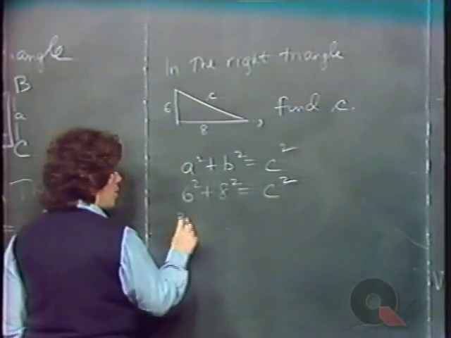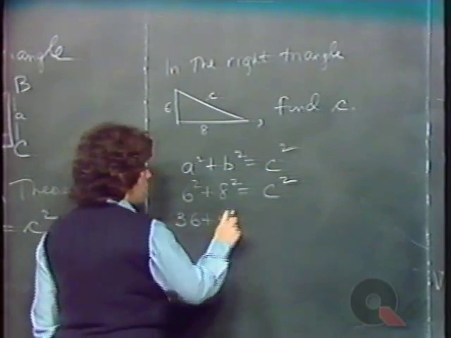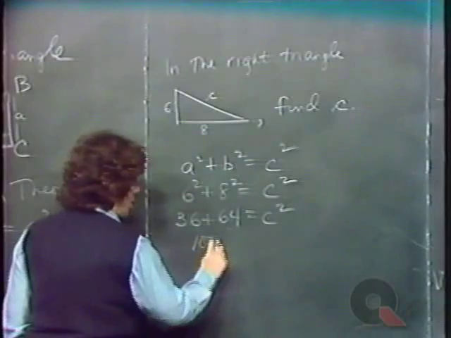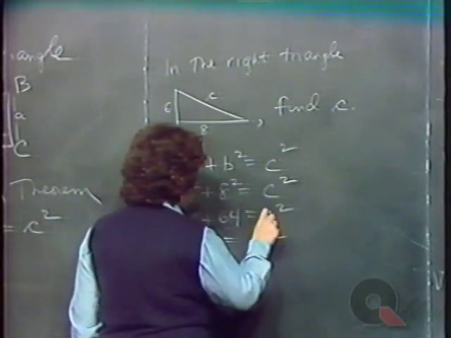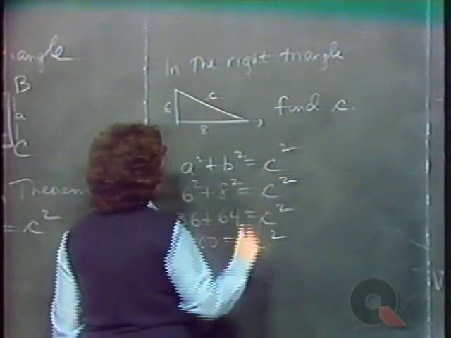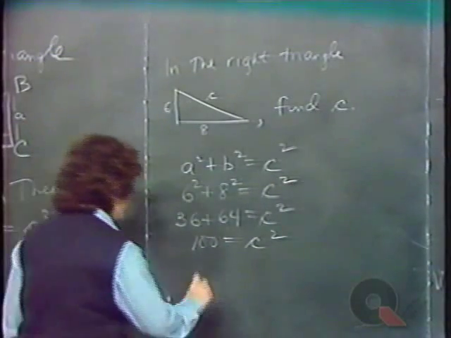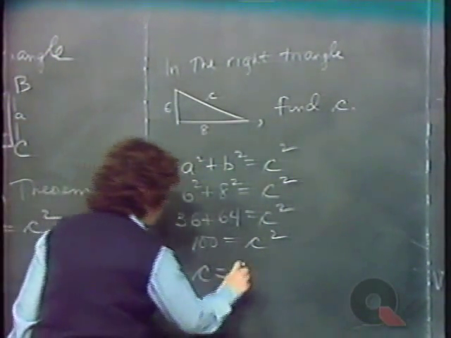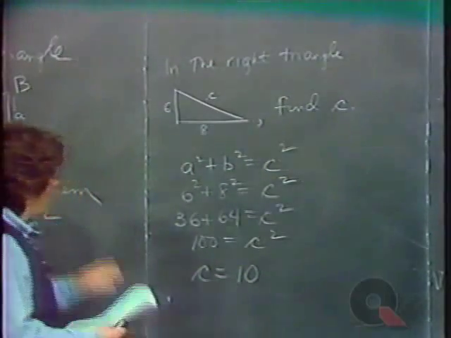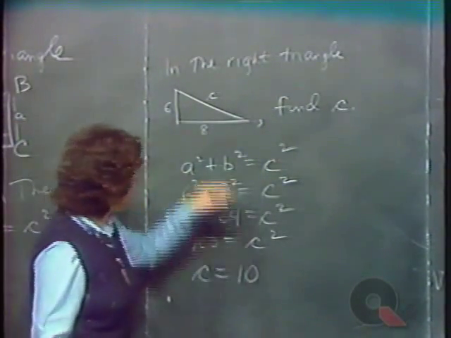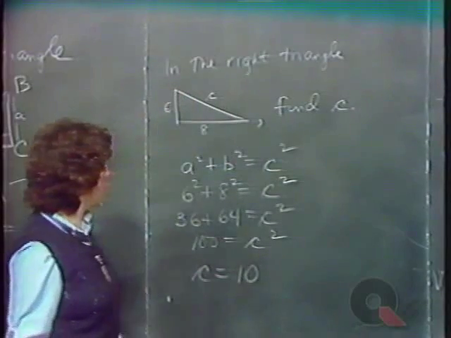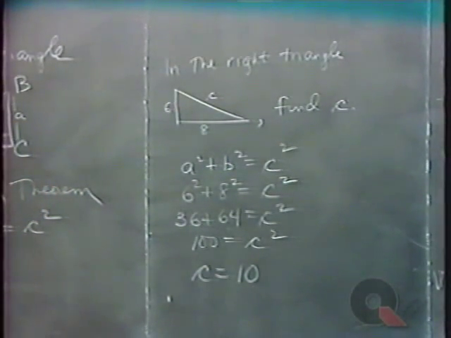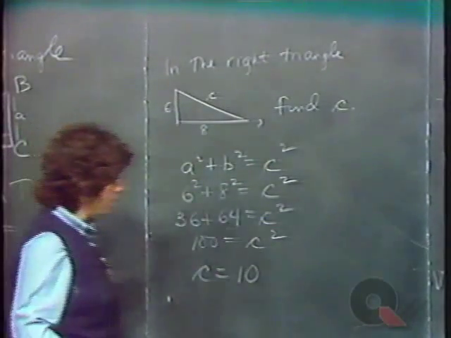We have here 36 plus 64 is C squared. 100 is equal to C squared. And therefore C is the square root of 100, which is 10. Okay? Theoretically, it could be plus or minus 10, but as the length of that side of the triangle, it's going to be plus 10. Let's try some more examples.